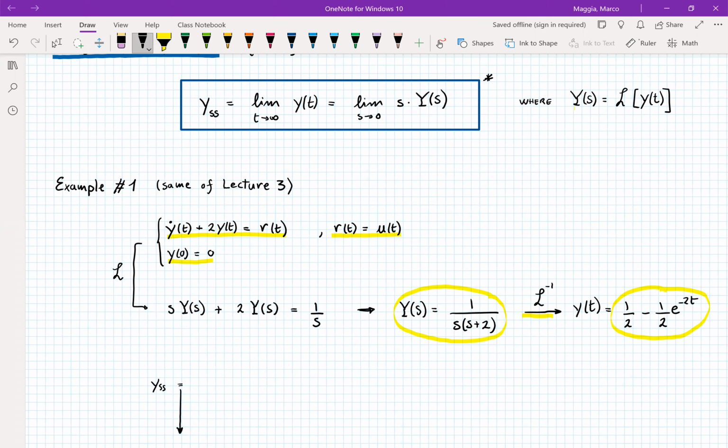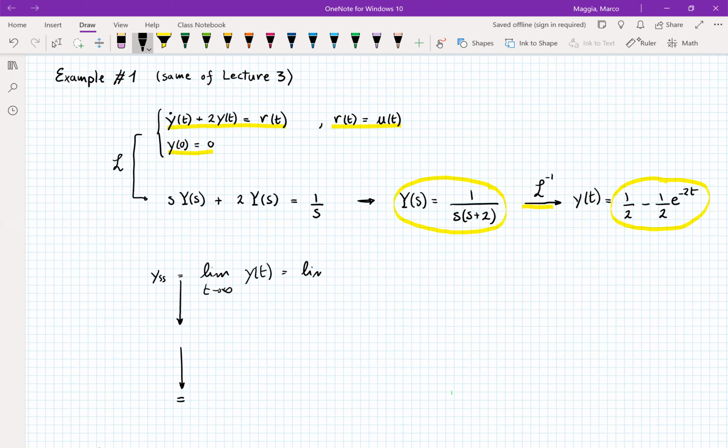All right, let's calculate the steady state value or the final value using the definition in the time domain first. So we have that the limit for time that goes to infinity of y of t, that is the limit of 1/2 minus 1/2 times e to the power of minus 2t. If t goes to infinity, this term will just go to 0, and so we're left with simply 1/2.